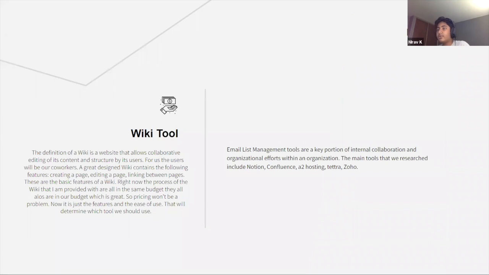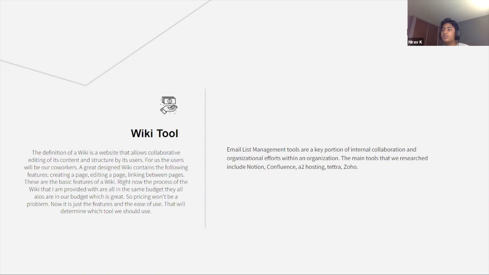The definition of a wiki tool is a website that allows collaborative editing of its content and structure by its users. For us, the users will be our co-workers. A great designed wiki contains the following features: creating a page, editing a page, linking between pages, and many more basic features of a wiki.